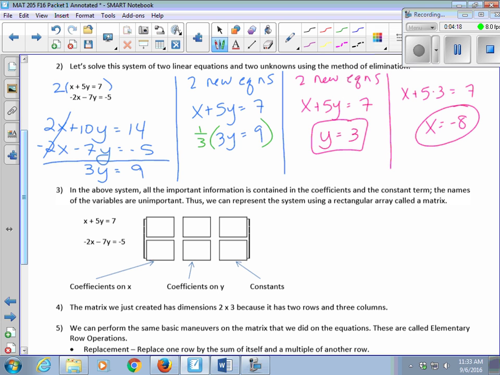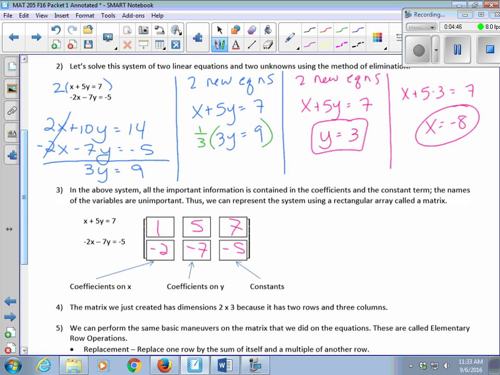So I can encode all of that information into a matrix where I'm going to put the coefficients on x in the first column, the coefficients on y in the second column, and the constants in the third column. So x plus 5y equals 7. My coefficient on x is a 1, on y is a 5, and my constant's a 7. And then I have -2, -7, -5.